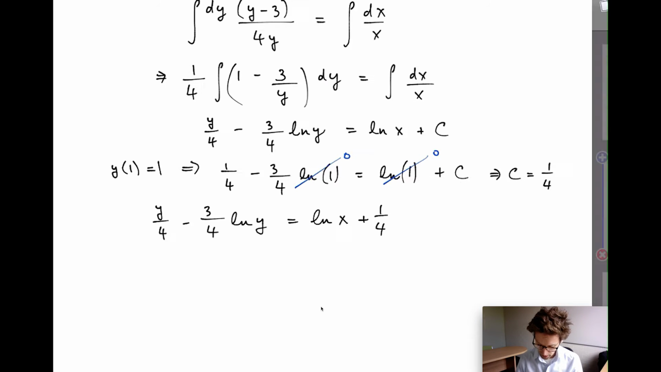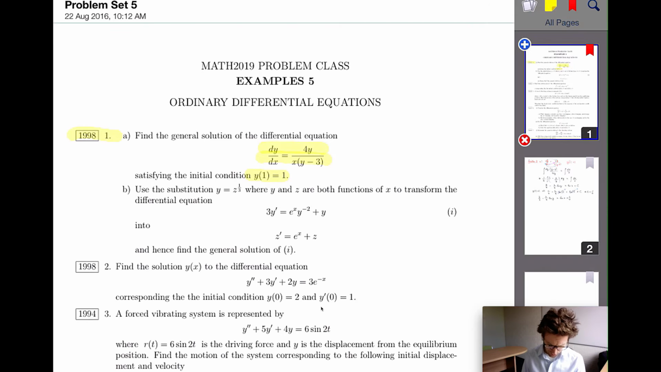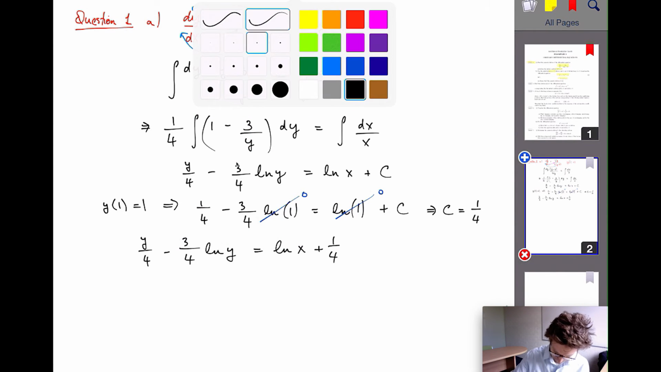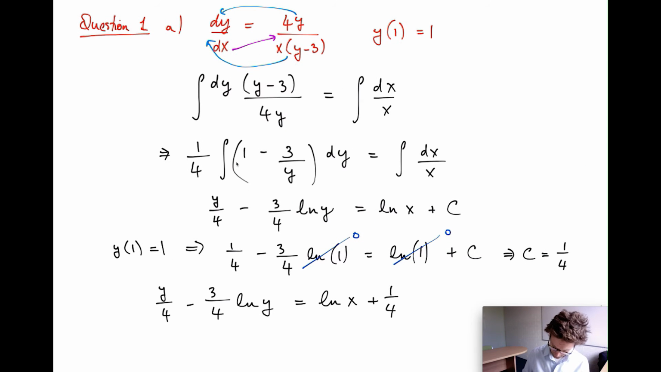So the next part of this problem asks us to use a substitution to solve a differential equation. I'm given a differential equation, 3y prime is equal to e to the x, y to the minus 2 plus y. I can't really solve that as it's written, but if I use a substitution here, y is equal to z to the third, and substitute it in here, I'm going to get a new equation, and then I can try and solve that. So let's take a look at how that's going to work. This is part B of this question.